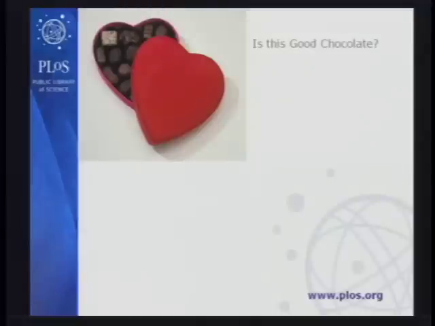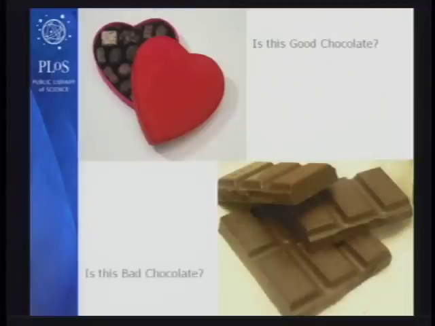So I appreciate not everyone is a baseball fan. So if you're not into sport, you're into chocolate. Okay, so here's my next analogy. Is this good chocolate? It's attractively packaged. It comes in a nice box. It probably had a bow on it before you unwrapped it, and it looks very, very edible. And is that bad chocolate? It's just a pile of milk chocolate, not very attractively packaged. But which would you buy, given the choice?